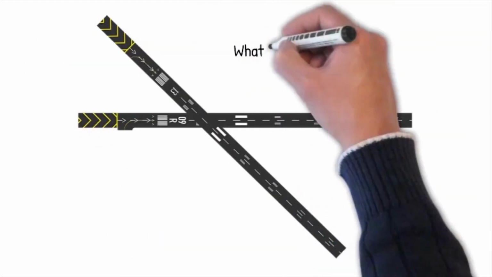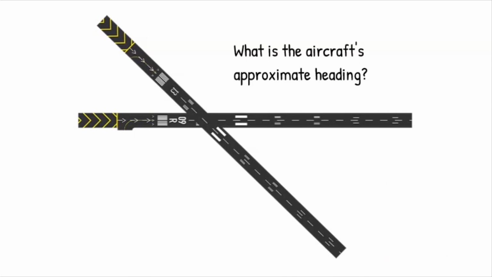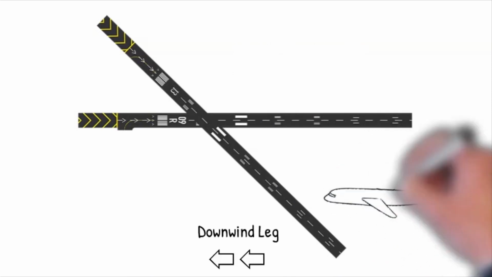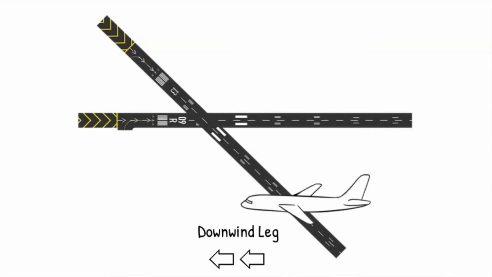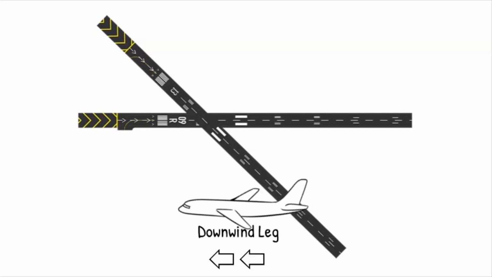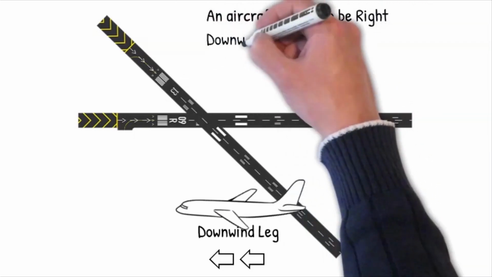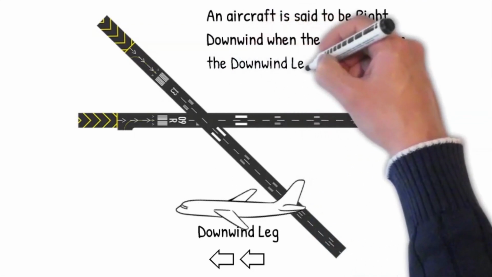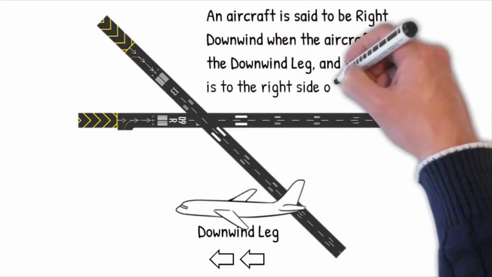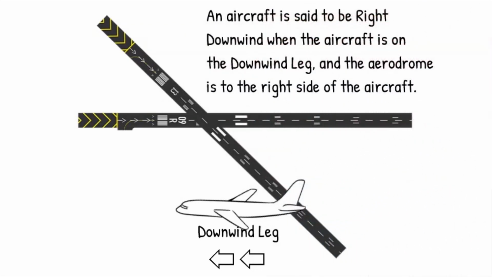Understanding these factors, what is the aircraft's approximate heading? So, let me draw in the downwind leg our aircraft is flying along. An aircraft is said to be right downwind when the aircraft is on the downwind leg and the aircraft is to the right side of the aerodrome.